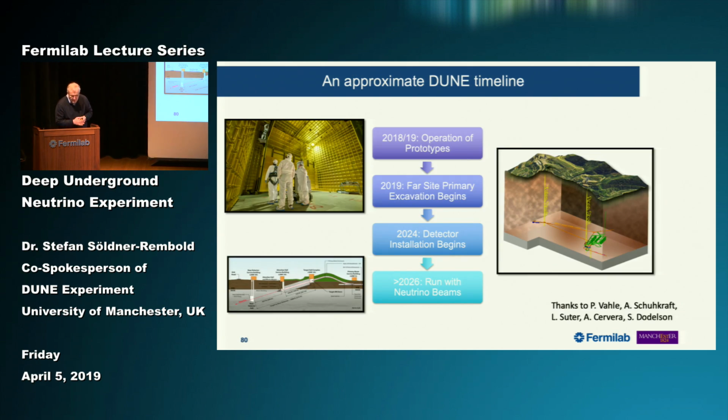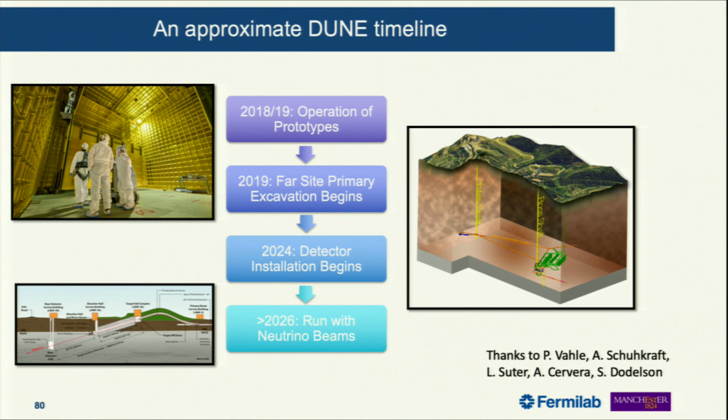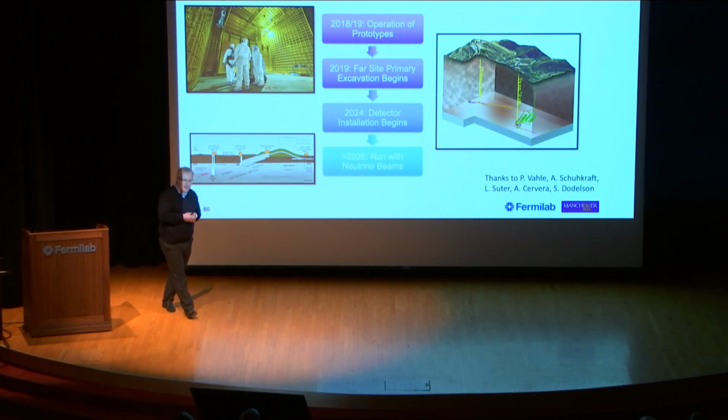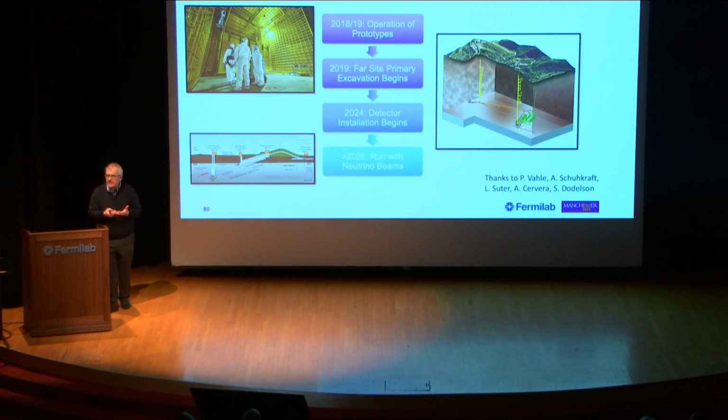The timeline of DUNE is roughly like this, and of course this is still developing. We are currently in the prototyping stage and planning stage. I showed you that, and these prototypes are working perfectly. It's really, really very exciting with such a challenging technology. At the far site, we have to start very soon to physically excavate the caverns for putting the detectors, and then in about 5 years we'll start installing the detectors, and a few years later we will have the beam available from Fermilab.